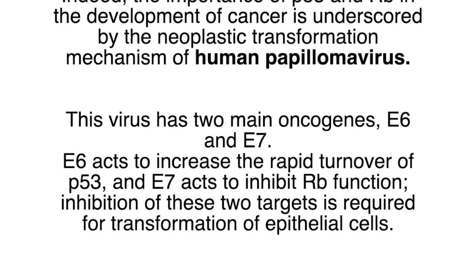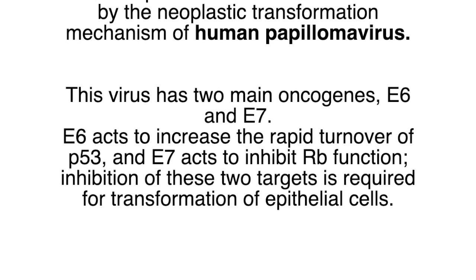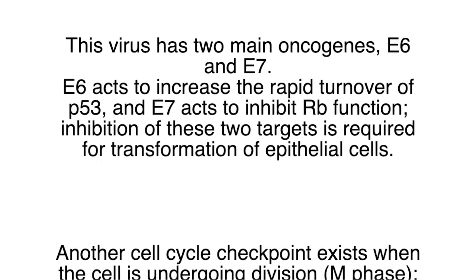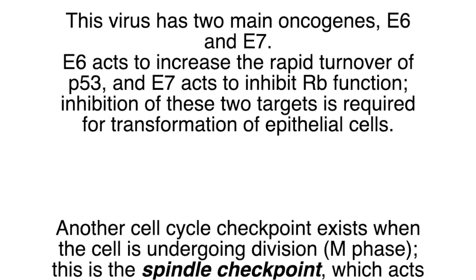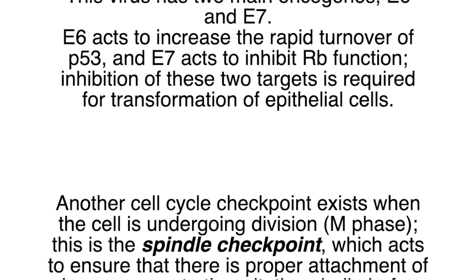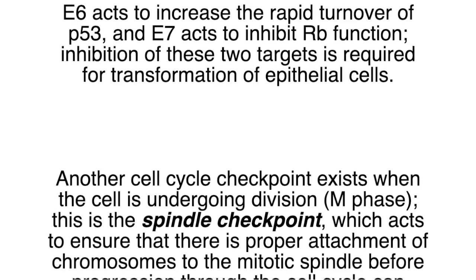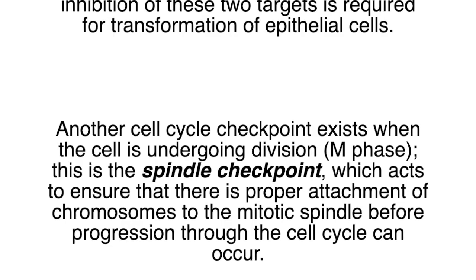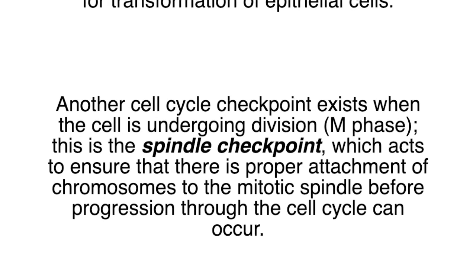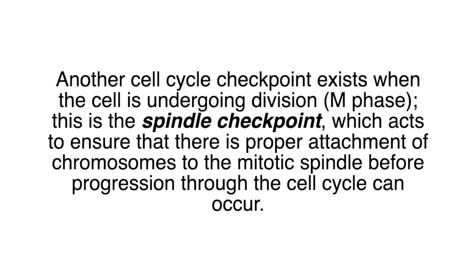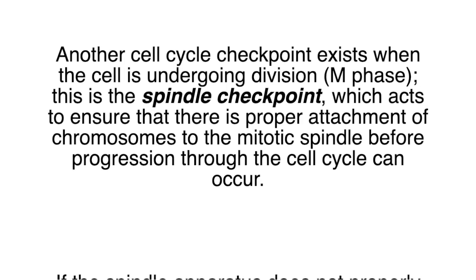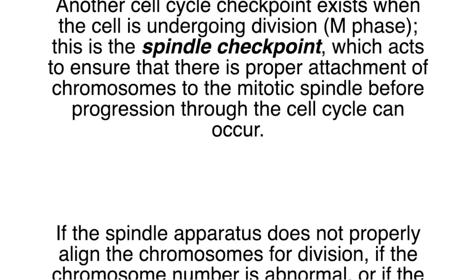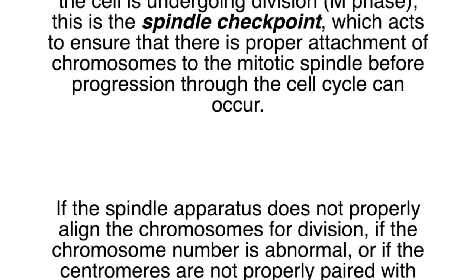Indeed, the importance of P53 and RB in the development of cancer is underscored by the neoplastic transformation mechanism of human papillomavirus. This virus has two main oncogenes, E6 and E7. E6 acts to increase the rapid turnover of P53, and E7 acts to inhibit RB function. Inhibition of these two targets is required for transformation of epithelial cells.